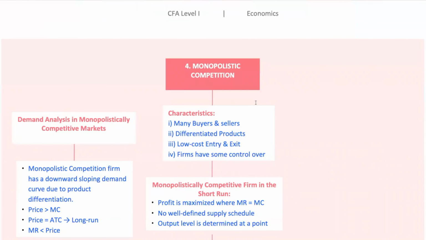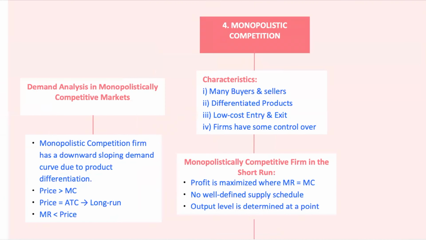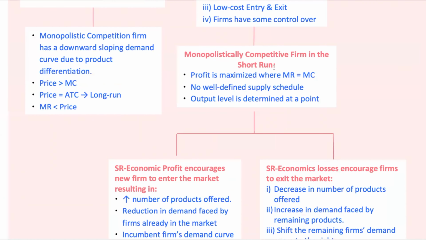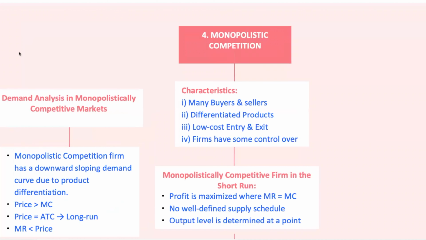Let's move on to monopolistic competition and see how it operates. Monopolistic competition is characterized by many firms offering differentiated products. Key features include many sellers and buyers. There are many firms competing for customers. Each firm has a small market share, and no single firm can dominate the market.